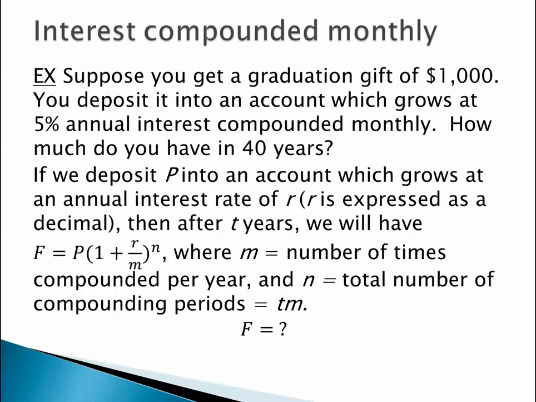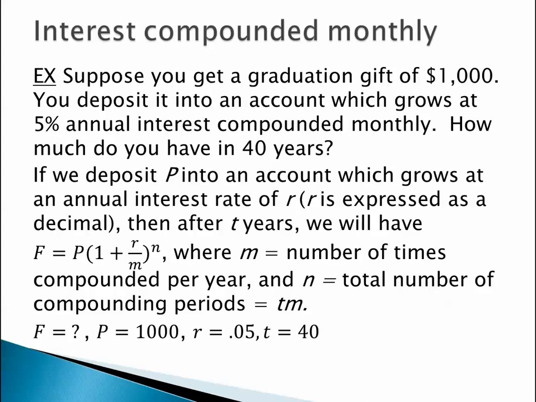Now in this particular case, F equals what? We don't know. That's what we want to find out. We don't know what our money will grow to in the future. So F is just one big question mark. P is 1,000. R is 0.05. Notice that R is not 5. The interest rate expressed as a decimal is 0.05, because when you take a percent and express it as a decimal, you move the decimal point over a couple of places. So R equals 0.05.